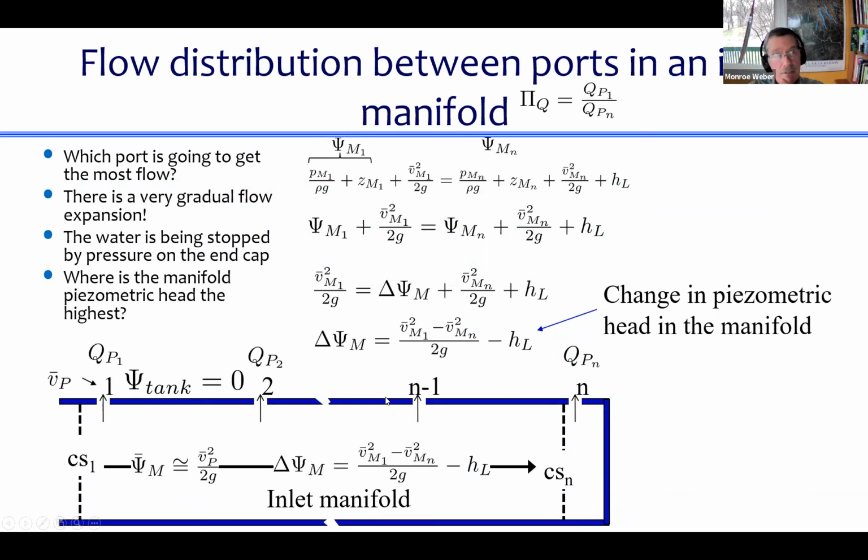Because the flow expansion that's effectively happening inside the manifold is happening very, very slowly, it's actually pretty efficient at converting that kinetic energy into potential energy. Remember, if you do a sudden expansion, you lose almost all the kinetic energy. But here we're doing a very gradual expansion as the water is going down this manifold. And the result is that we recover that kinetic energy, turn it into increased potential energy, and the last port gets the highest flow rate.